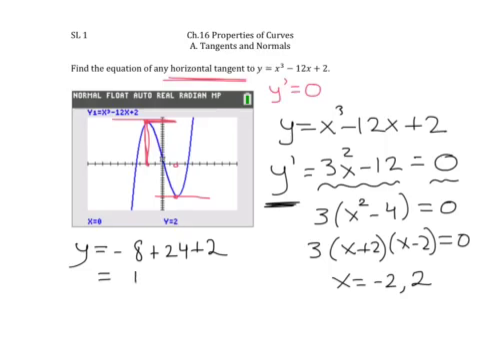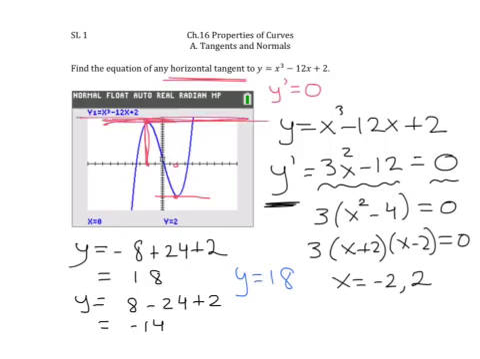Alright, so when x is equal to positive 2, this time 2 to the 3rd, that's positive 8, minus 24, plus 2, right? That's going to give us negative 16 plus 2, so it's going to be negative 14. So when y is equal to 18, that's going to give me this horizontal tangent. When y is equal to negative 14, that's going to give us this horizontal tangent.